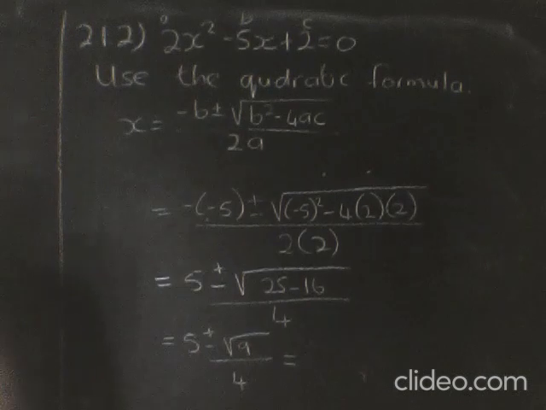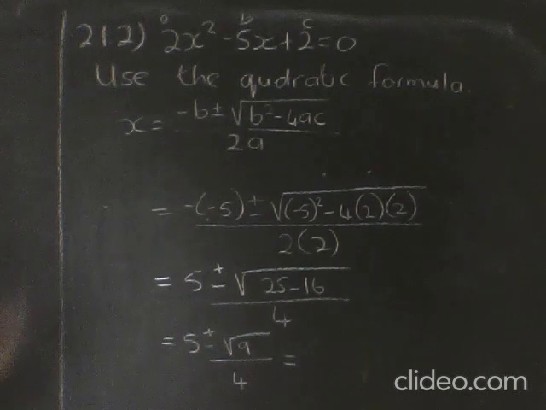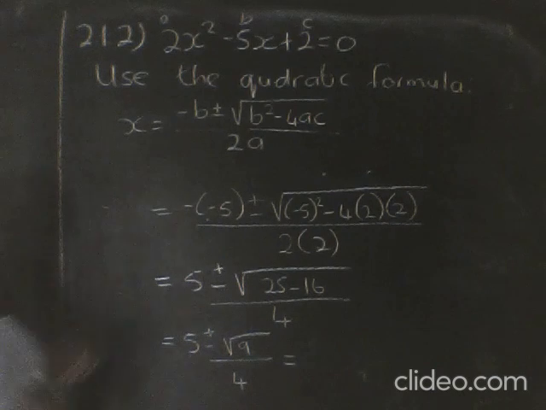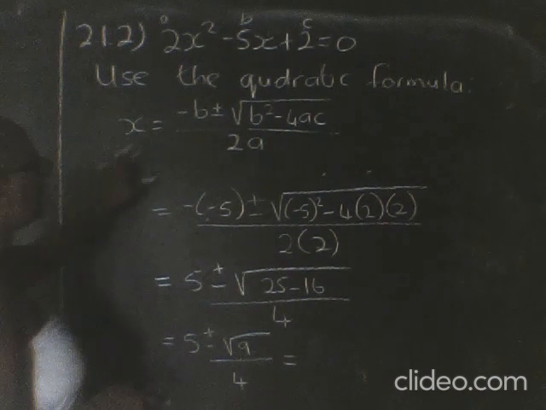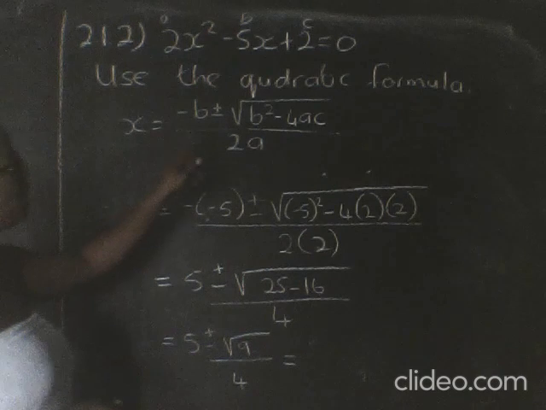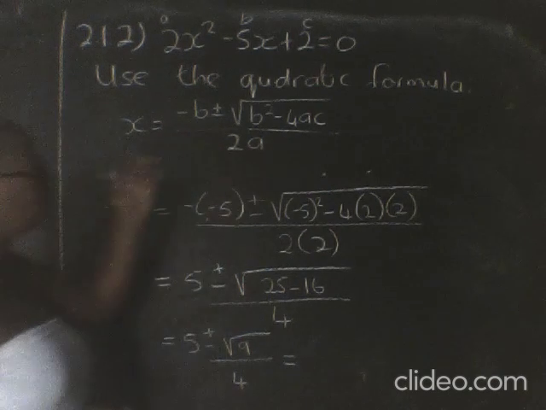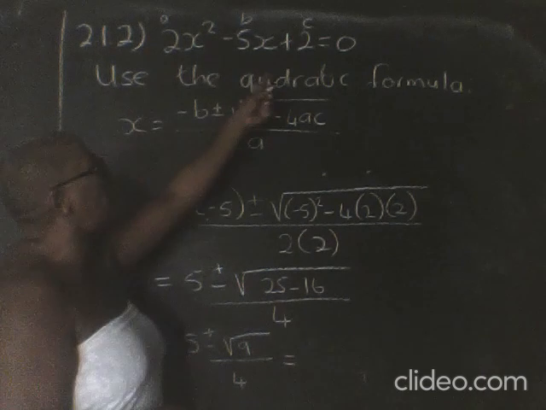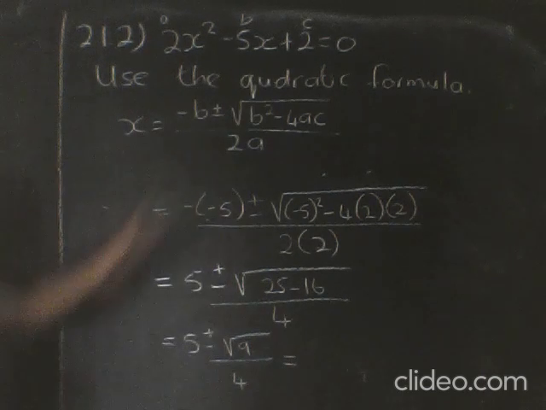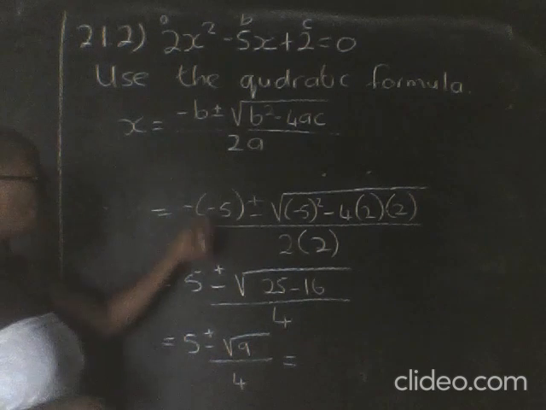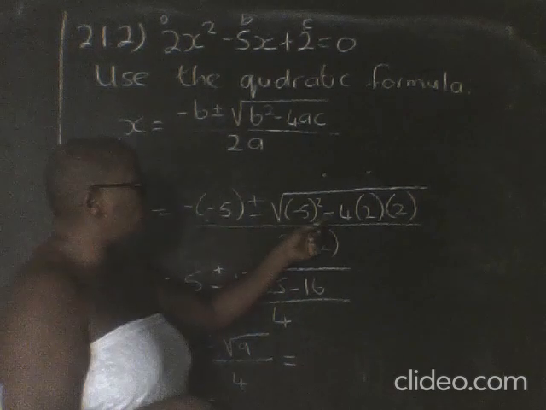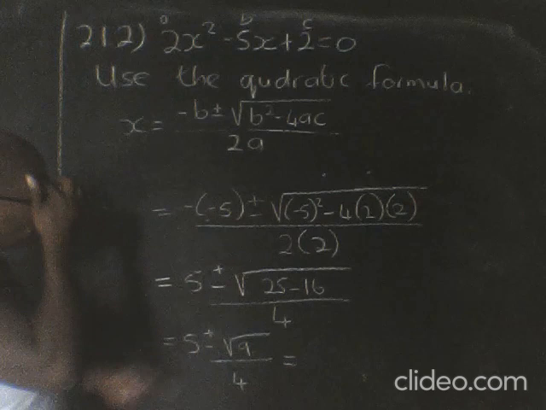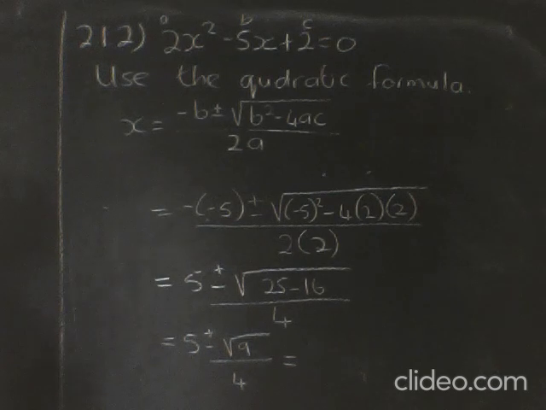We are still solving for x, and it's 2.1.2, which says x² − 5x + 2 equals 0. We're going to use our quadratic formula to solve this. So x is equal to negative b plus or minus the square root of b² − 4ac, over 2a. Our value for a is 2, b is negative 5, and c is 2. Substituting in the values: negative 5 plus or minus the square root of negative 5 squared minus 4 multiplied by 2 multiplied by 2, all over 2 multiplied by 2.